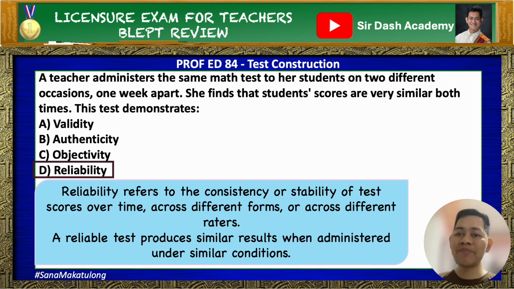Yung validity, it refers to whether the test measures what it is supposed to measure, not the consistency of scores over time. Balikan nyo yung question natin kanina sa previous example. Yung authenticity naman, kaya mali, kasi it refers to the real-world relevance. Hindi doon sa may score consistency. Yung objectivity naman, kaya mali, kasi it refers to freedom from bias in scoring, not the consistency of test results. That's it. See you sa next session.